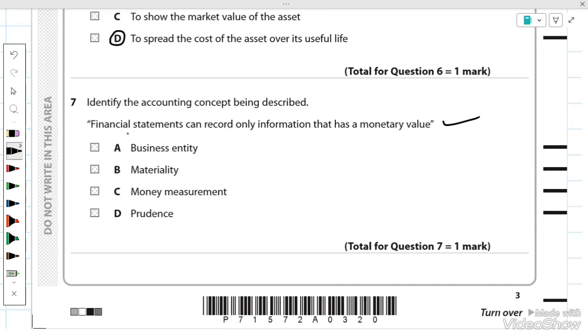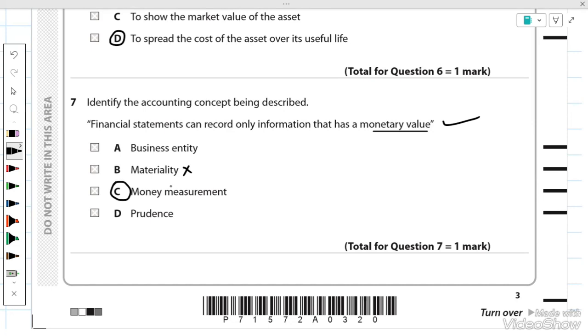So if we are not recording anything, and we are recording only those types of things which have monetary value, it means that this is not the materiality concept, because a laptop has monetary value, okay, but this is not indicating the concept of materiality. And the C option is money measurement. So yes, this option is right.